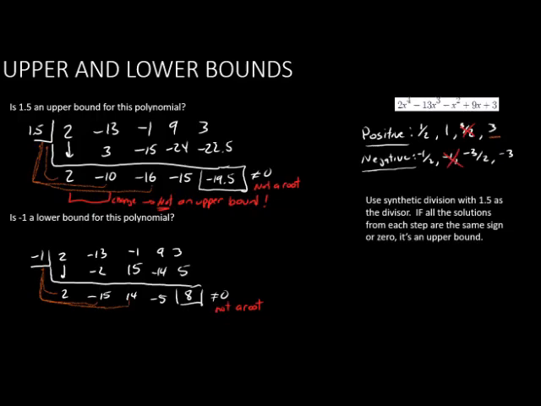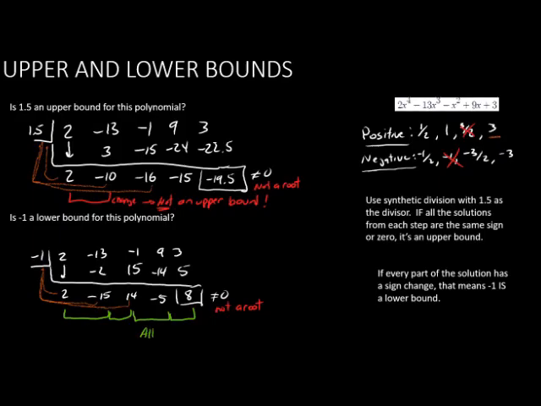To see if negative 1 is a lower bound, we now look to the signs of all of our solutions from each step of this synthetic division. If every solution has a sign change, this means that negative 1 will be a lower bound. When we examine our solutions, we see that 2 and negative 15 has a sign change. Negative 15 and positive 14, also a sign change. 14 and negative 5 is a sign change, and negative 5 with 8 is a sign change. Since all of our signs change, this is a lower bound.